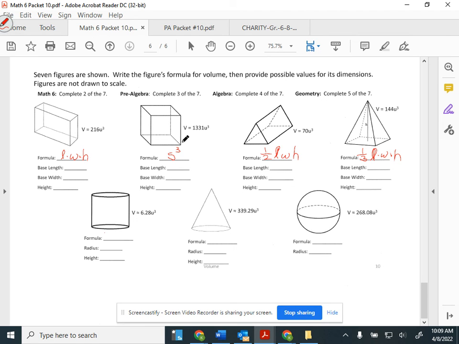Our cylinder is pi r squared times the height. So it's that area of the circle times the height. We know area of a circle is pi r squared. Now we multiply it by height. Our cone takes that pi r squared times height, but because it's a cone, we have to divide it by 3. And our sphere is 4/3 times pi r cubed.